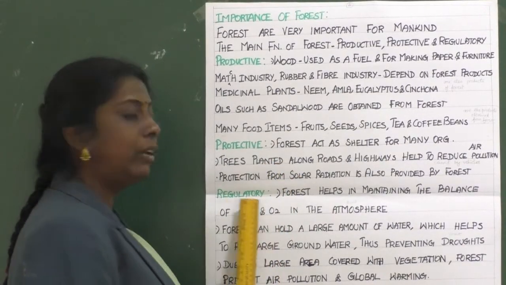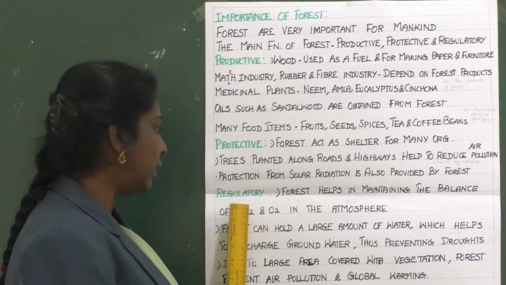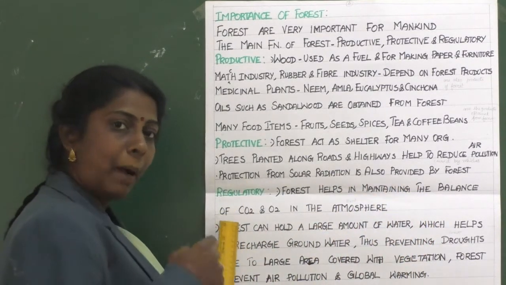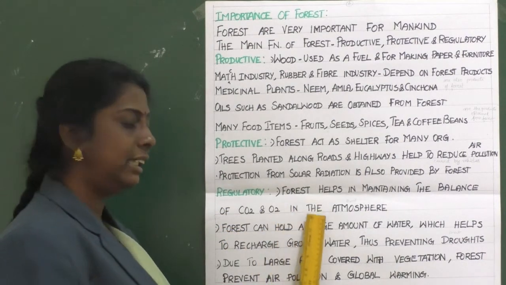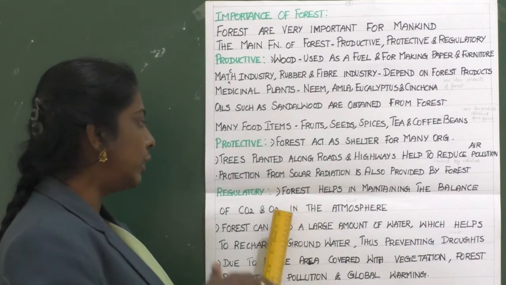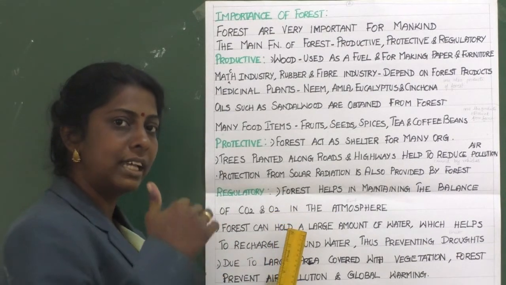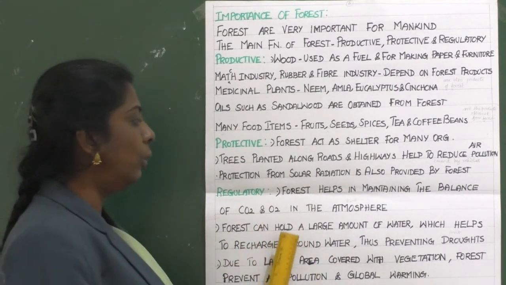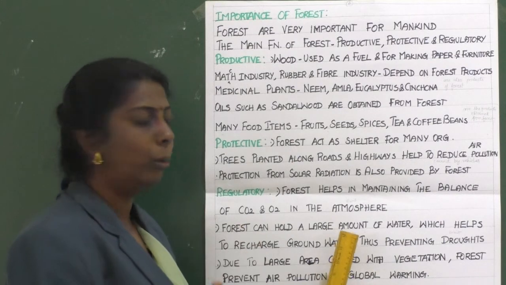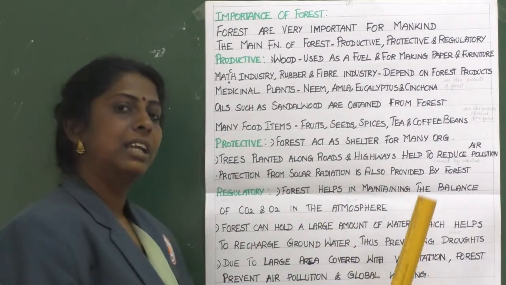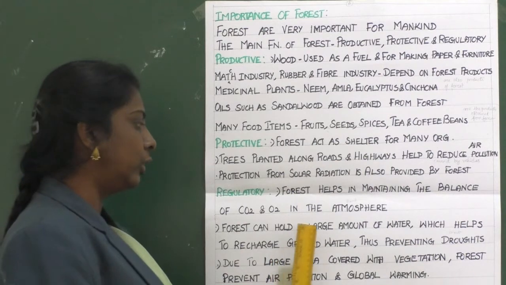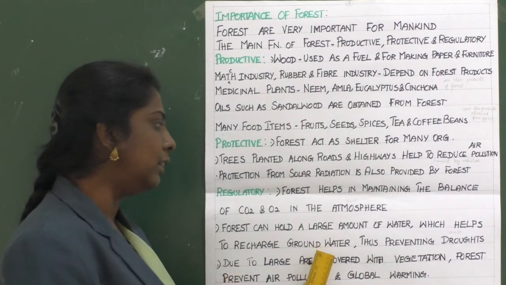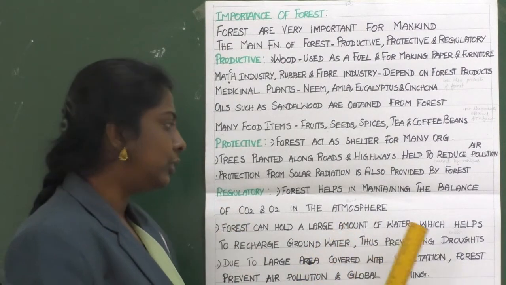Next thing is about regulatory function. What is that? Regulatory function. Forest helps in maintaining the balance of carbon dioxide and oxygen in the atmosphere. Clear? Then, forests can hold a large amount of water, which helps to recharge groundwater, so that it will prevent drought.